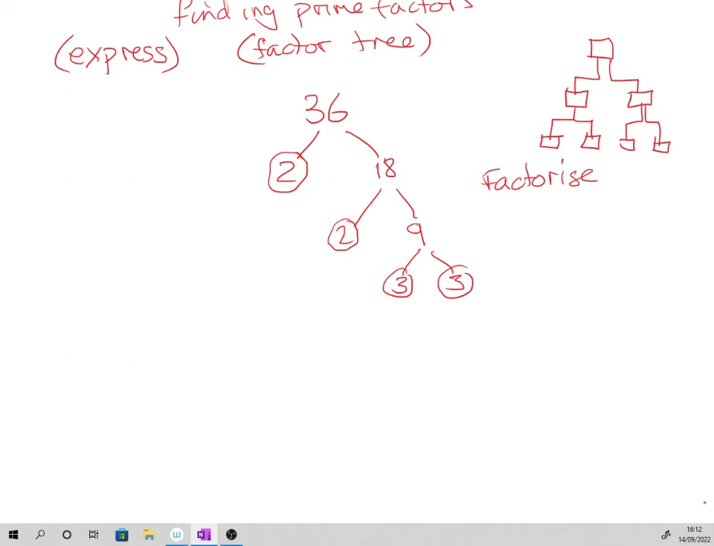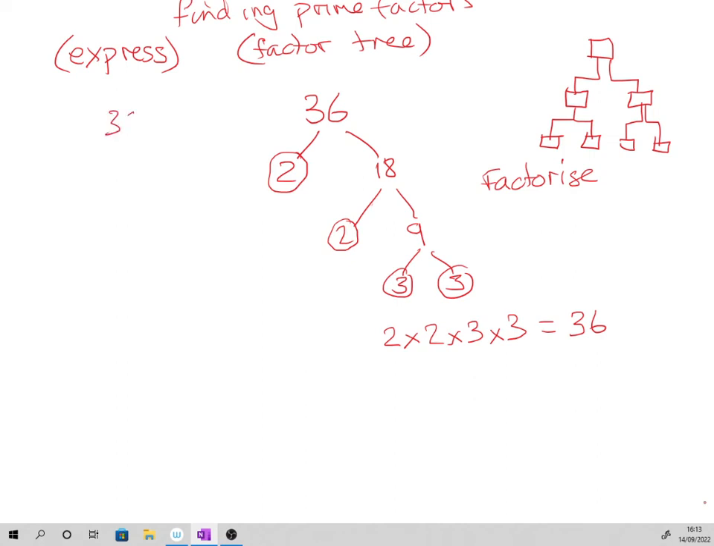So 36 is 2 times 2 times 3 times 3, and 2 2s are 4, 3 4s are 12, 3 12s are 36. So just by using the prime factors of the number 36, we can multiply them all together to make 36.